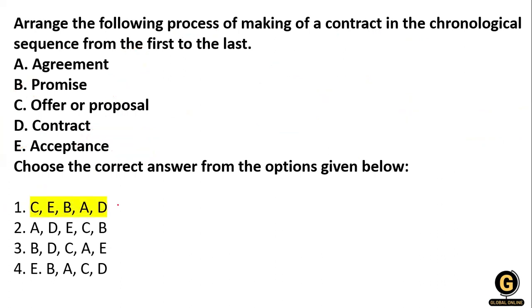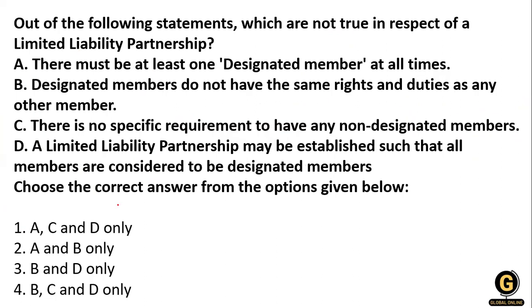Now the statement given for the LLP that is not true. In case of LLP, there must be at least one designated member at all times. Designated members do not have the same right and duty as the other members. There is no specific requirement to have any number of non-designated members, and the limited liability partnership may be established such that all the members are considered to be designated members. The question is about limited liability, but it is related to the designated member.